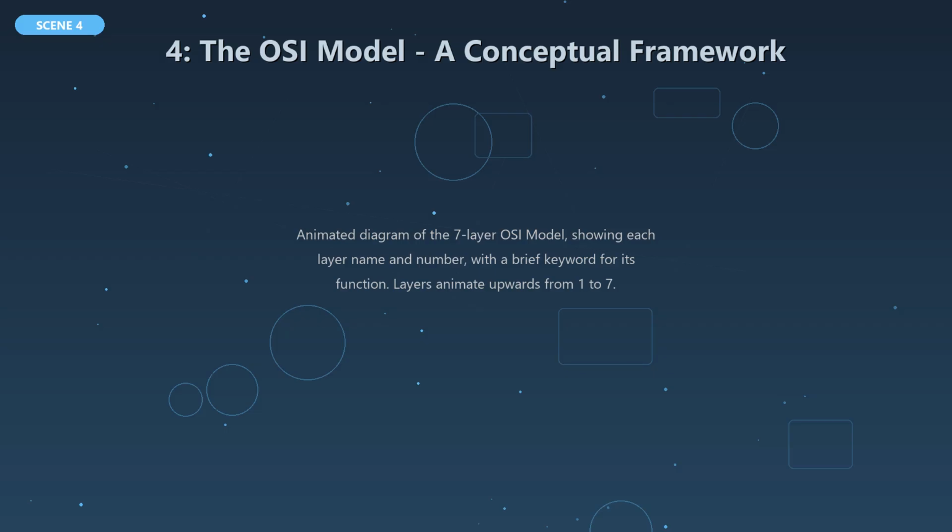OSI stands for Open Systems Interconnection. Developed by the International Organization for Standardization, or ISO, it's a theoretical model that describes how different network systems can communicate with each other, regardless of their underlying hardware or software. It's not a protocol itself, but rather a universal standard that allows diverse systems to interoperate. Think of the OSI model as a blueprint for communication, much like an architect's blueprint for a building. It divides the complex task of network communication into 7 distinct layers, each performing a specific function and communicating only with the layers directly above and below it.